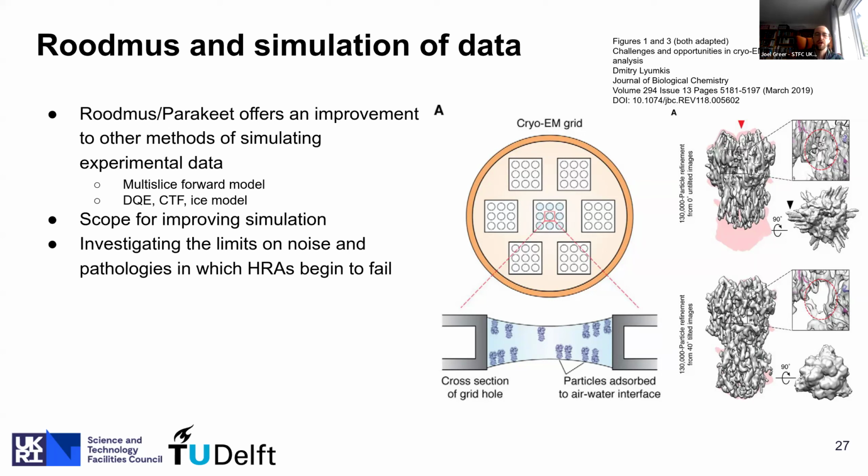We're also interested in looking at decreasing the quality of our simulated data sets to determine at what point, perhaps with low signal to noise ratio, heterogeneous reconstruction algorithms begin to be unable to recover heterogeneity. And we could also start looking at the impact of experimental pathologies like preferred orientation.